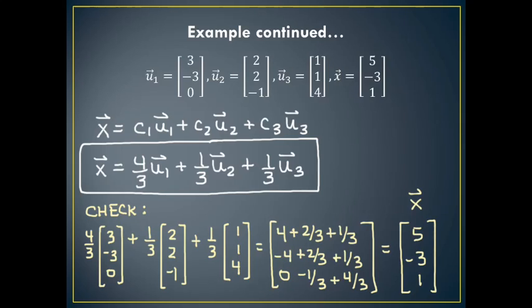So that is how we apply Theorems 4 and 5. Theorem 4 lets us test whether an orthogonal set is a basis, and Theorem 5 lets us find the scalars in the linear combination of basis vectors.